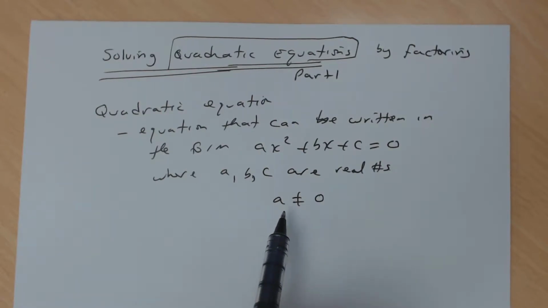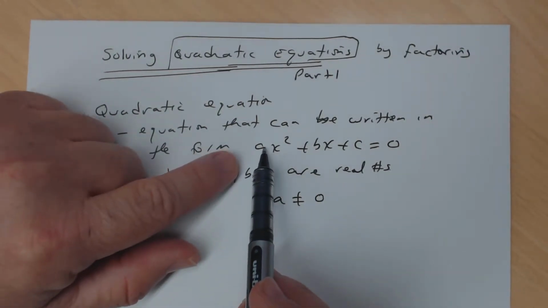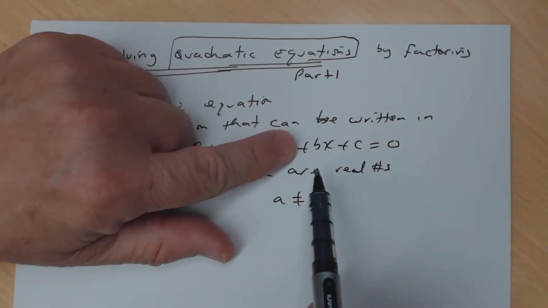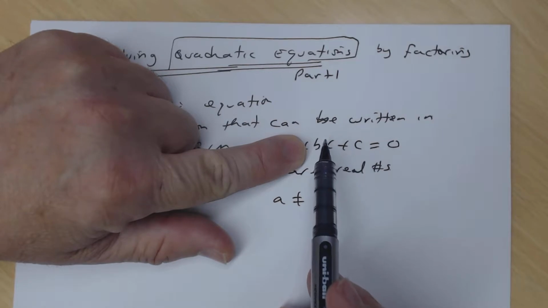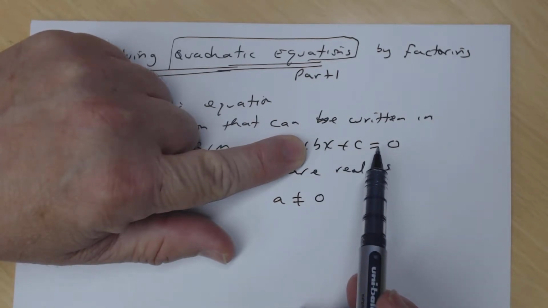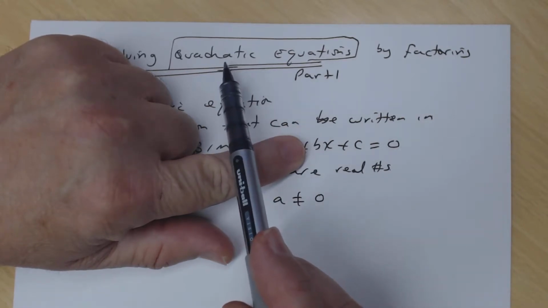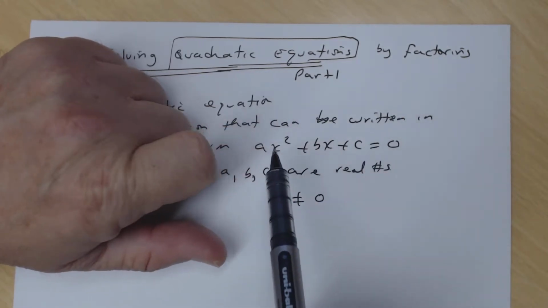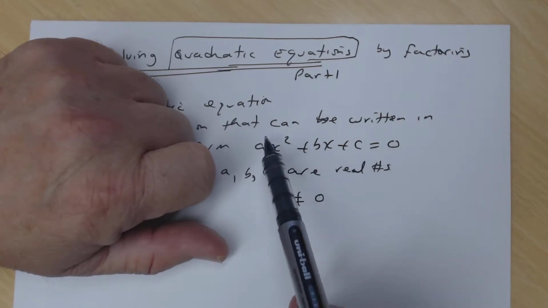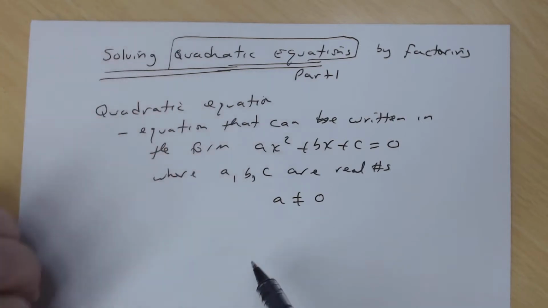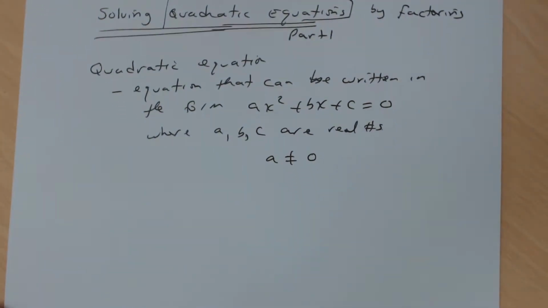A was never going to be 0 here, because if a was 0, let's think about this. If a was 0, then 0 times x squared is 0, and you're left with bx plus c. But bx plus c equals 0 is a linear equation. What we're solving here is quadratic. So in order for this to be a quadratic equation, a cannot be 0, because we have to have x squared in there. Okay? So that's the reason why a cannot be 0.